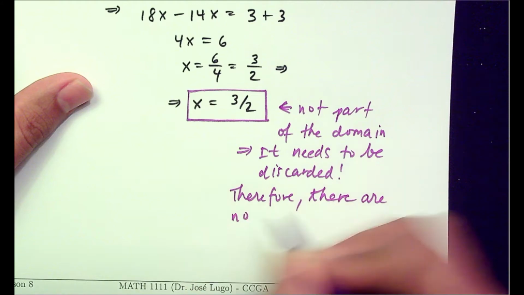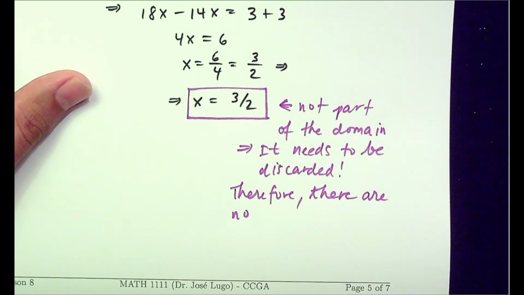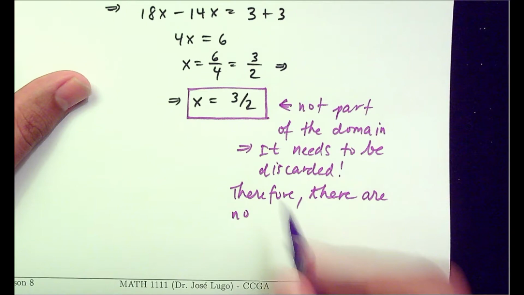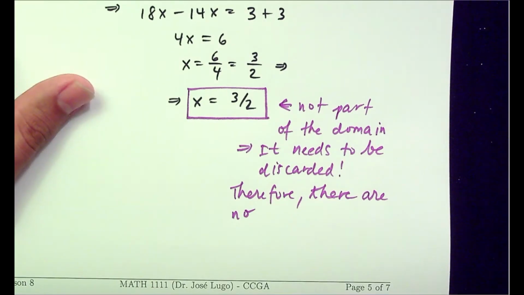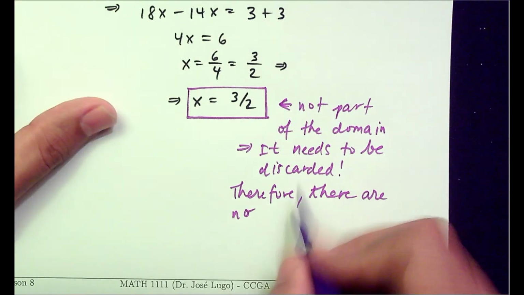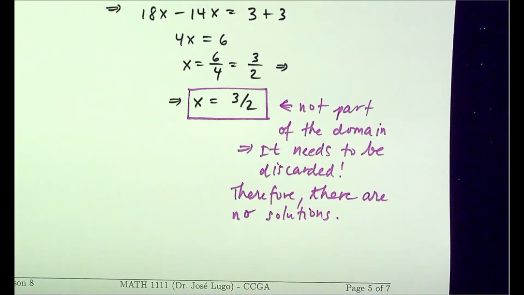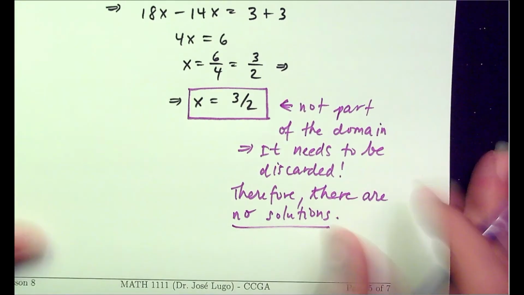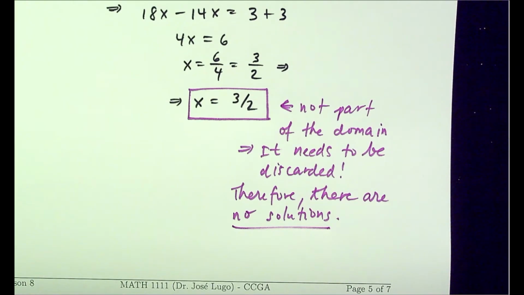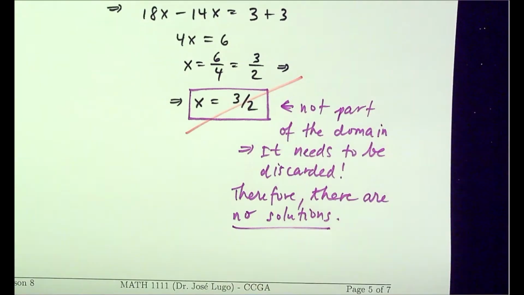Sometimes you end up with 2 or 3 solutions and only one of them doesn't work. Or you may end up with 2 and one of them doesn't work. Sometimes it could happen that you have 2 and none of them work still, because they make denominators equal to 0. So you really have to check all of them, each and every one of them. Okay, so there are no solutions. You need to discard that, and I'm gonna cross it out in red. That does not work.